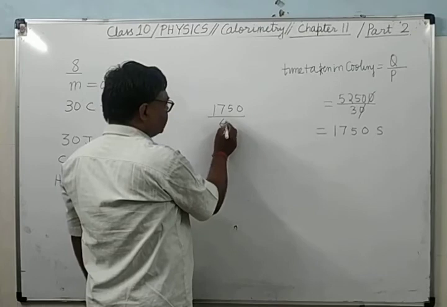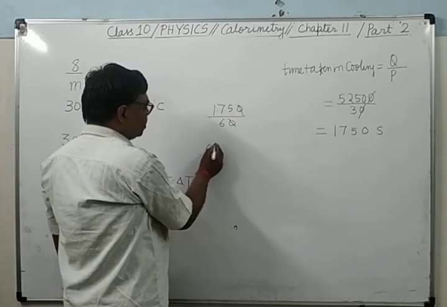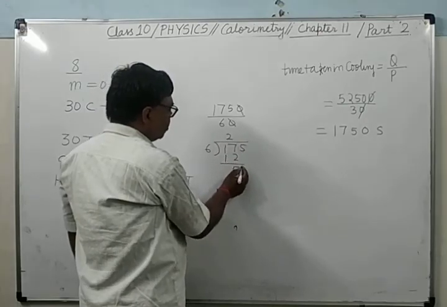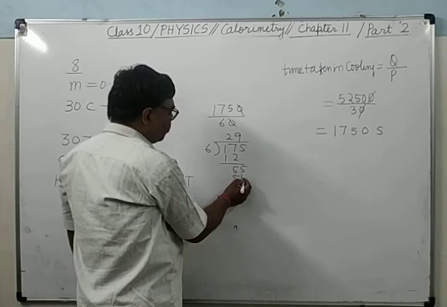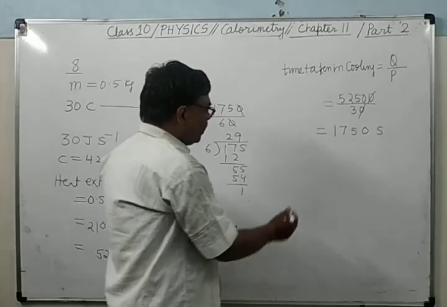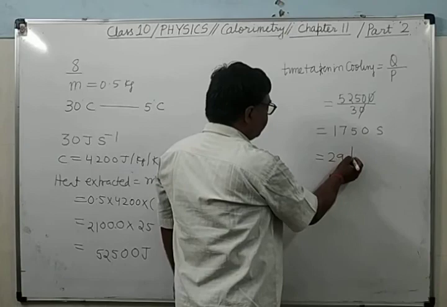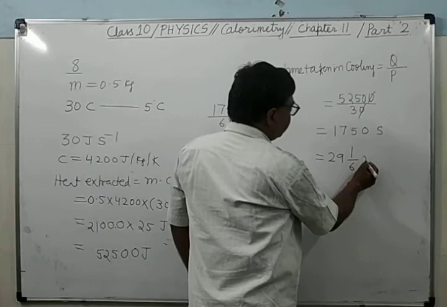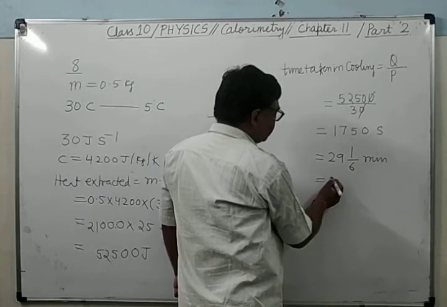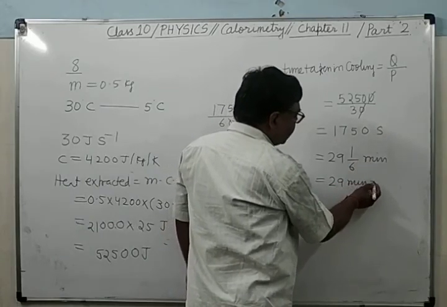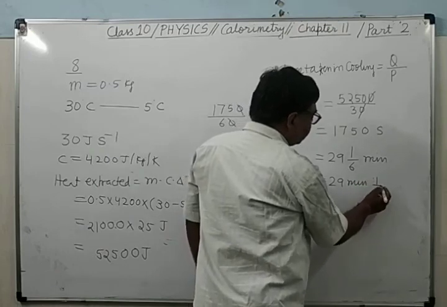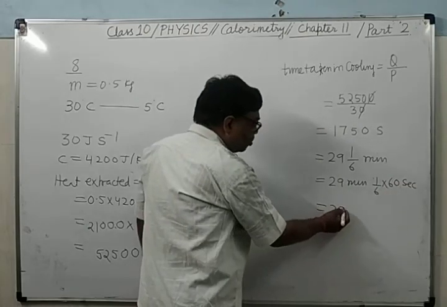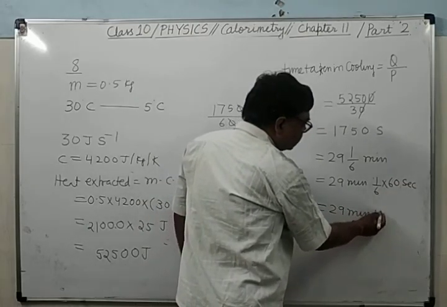When you divide by 60, 0 0 cancel. 6 1 7 5, 6 2 ja 12, 6 9 ja 54. So 29 whole 1 upon 6 minute. Is it clear? So you can write 29 minute and 1 upon 6 minute will be what? 1 upon 6 into 60 second. So this will be 29 minute 10 second.